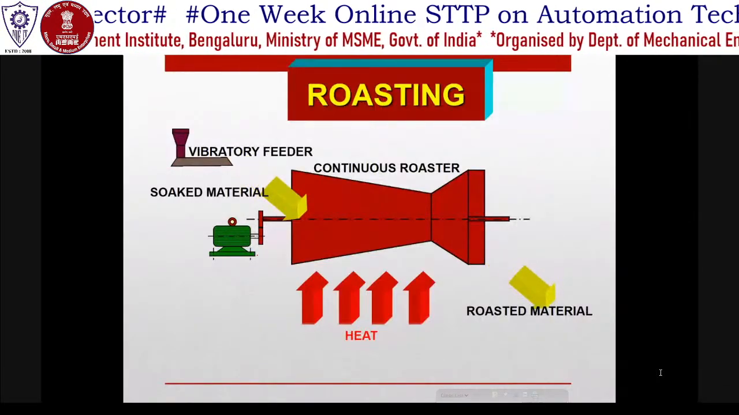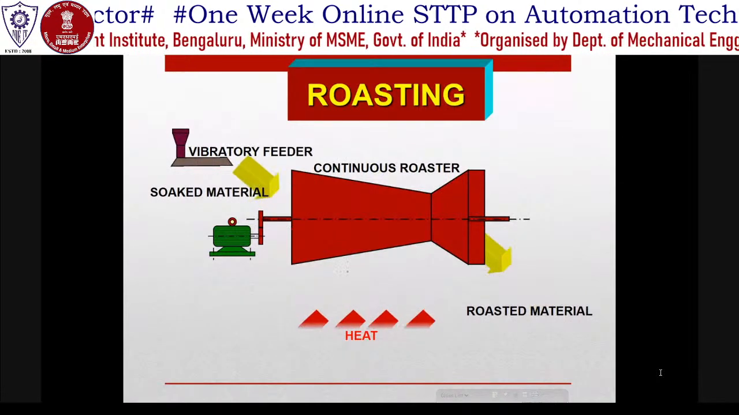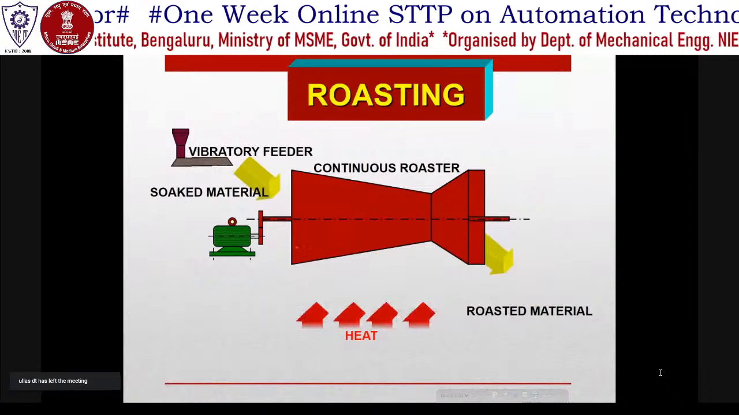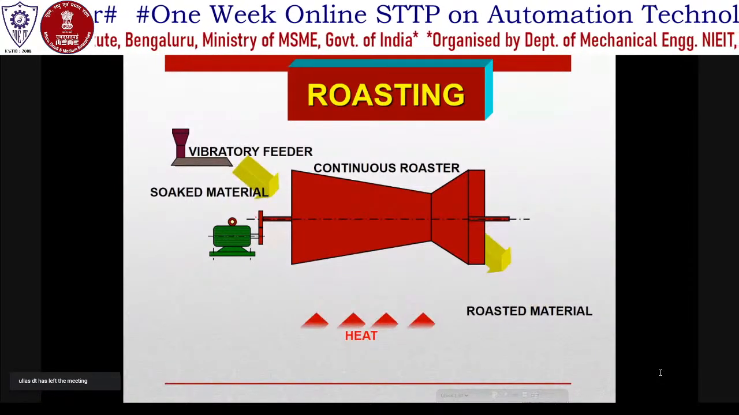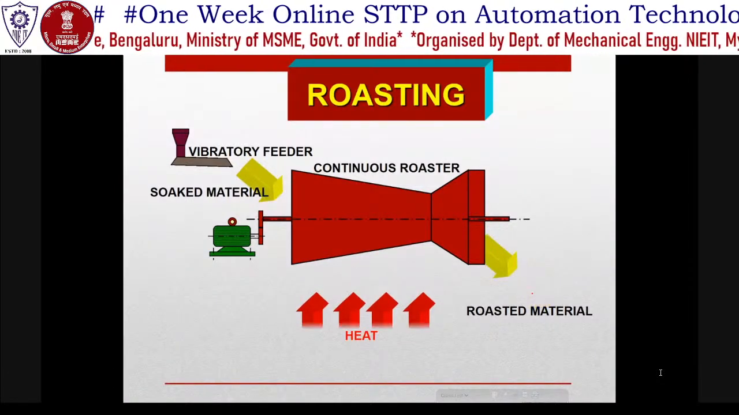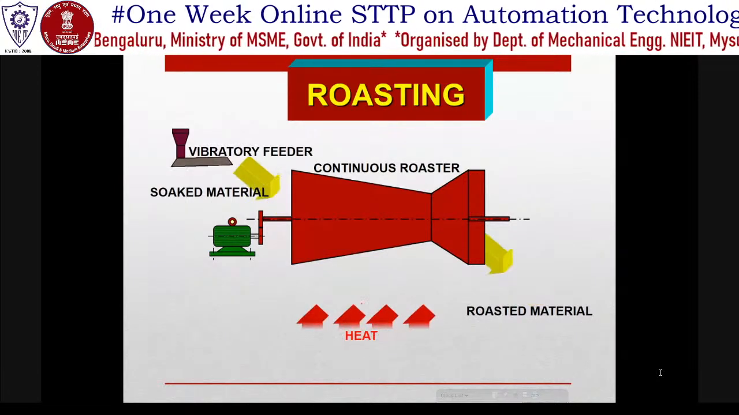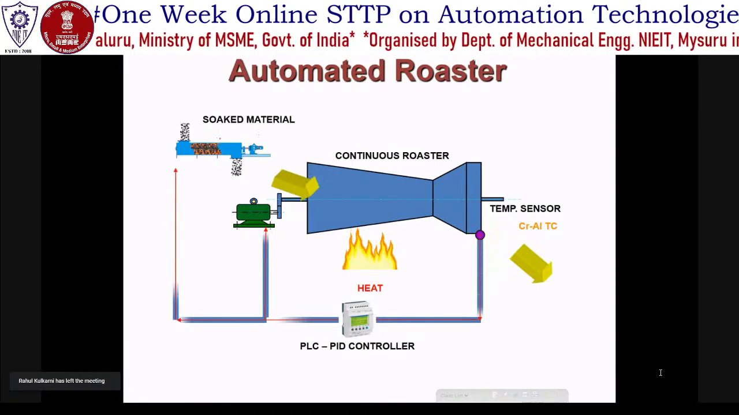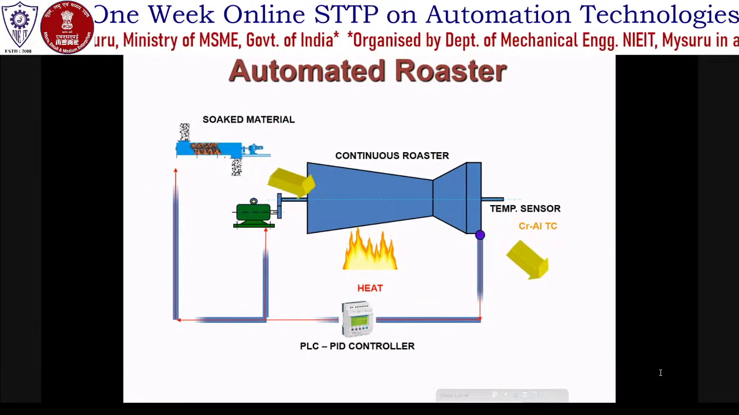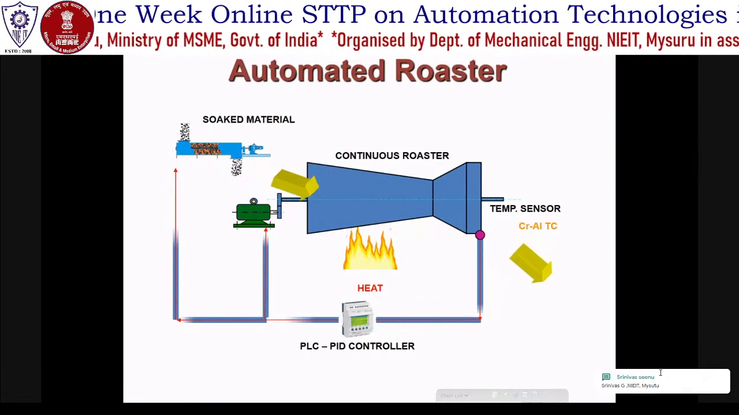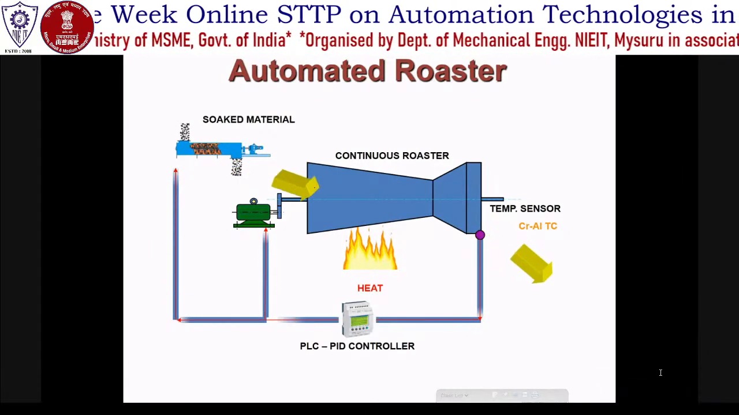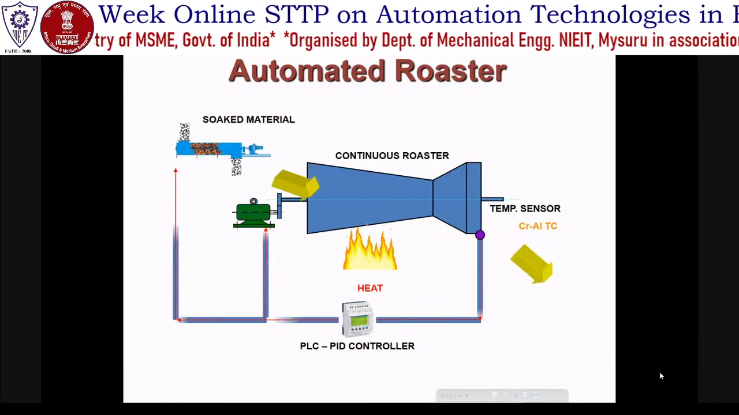So this is what I was talking about, roasting. This is the drum which is rotating. The material is fed by a vibratory feeder, driven by a motor and a gear here. Roasted material comes out, and there is a source of heat. What we did with automation, we changed the vibratory feeder into a screw feeder. So this is a screw conveyor. I feed the material, it keeps coming here, and this is going into the roaster. And the roaster is being heated from the bottom.